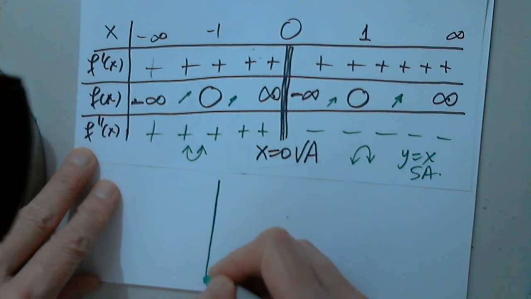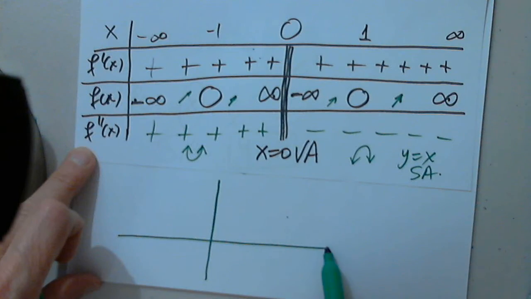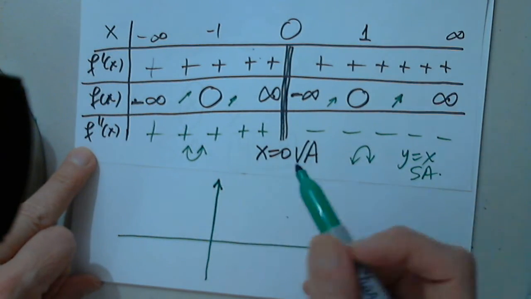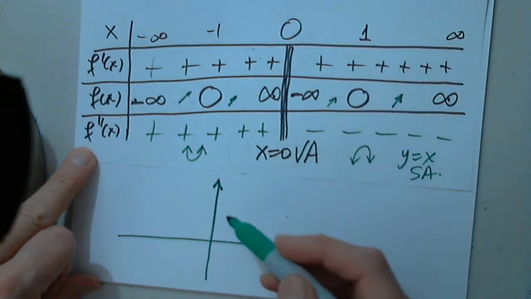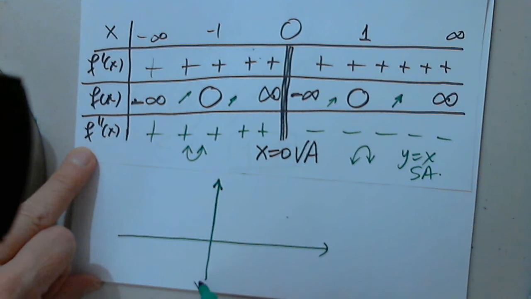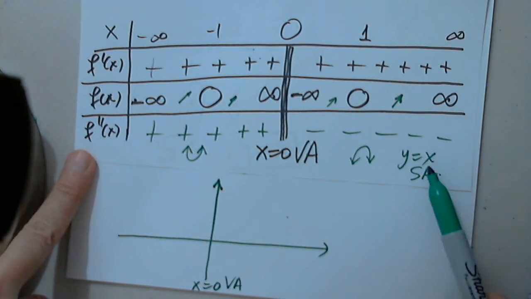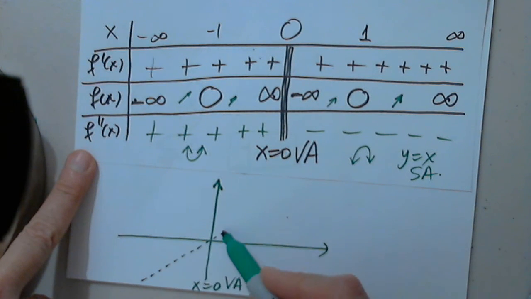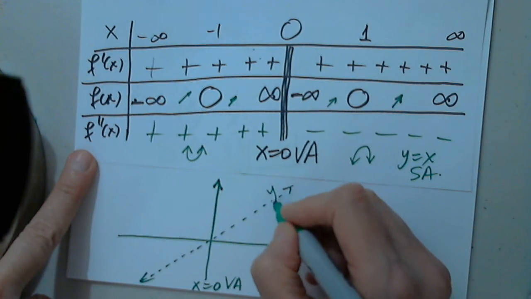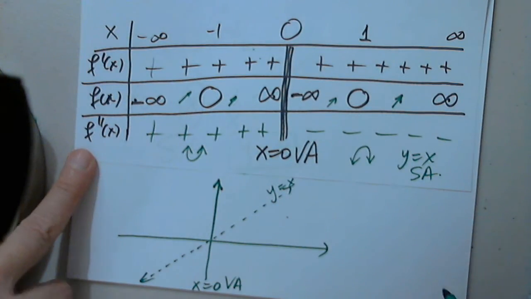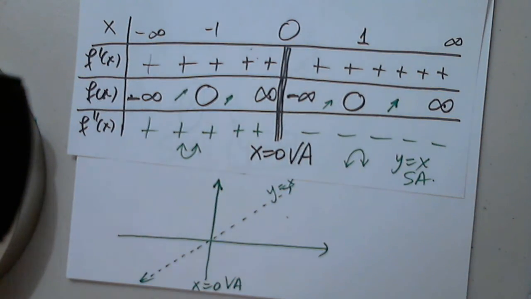When we graph functions with asymptotes, we have to graph the asymptotes first. There is a vertical asymptote at 0, but this would be overkill, so I'm just going to write here x equals 0, VA. And how do I graph y equals x? It's a very nice function. It bisects the first and the third quadrants. Okay, so now I just want to do what the table is telling me.